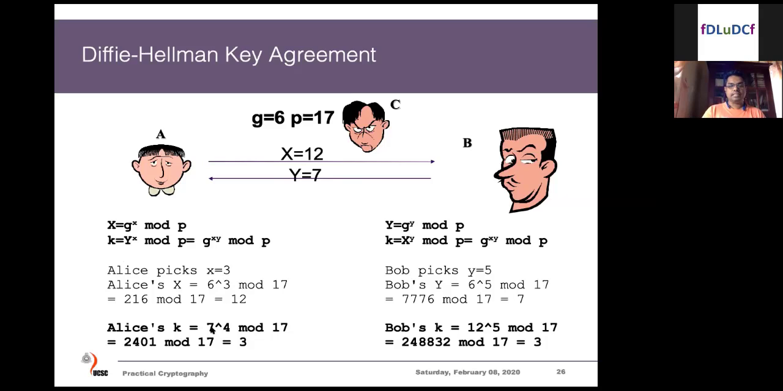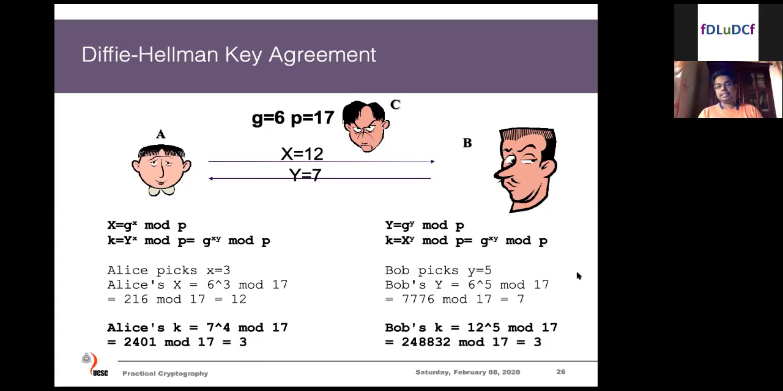So we have to calculate 7 to the power of, not 4, there is no 4 here. I made a mistake on my slide, I will correct that. It should be the public key 7 to the power of the private key. Alice's private key is 3, so 7 to the power of 3 modulo 17. When you do that calculation, you will see it ends up as 3.